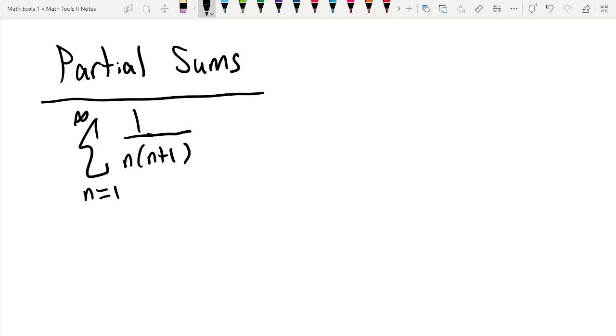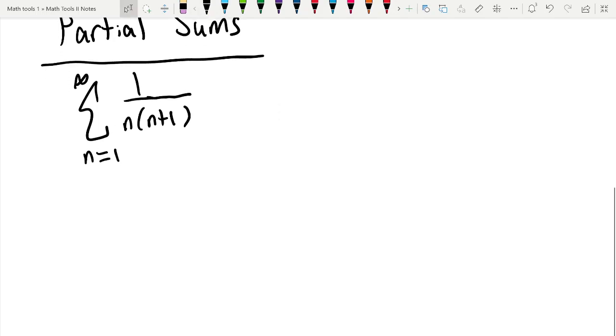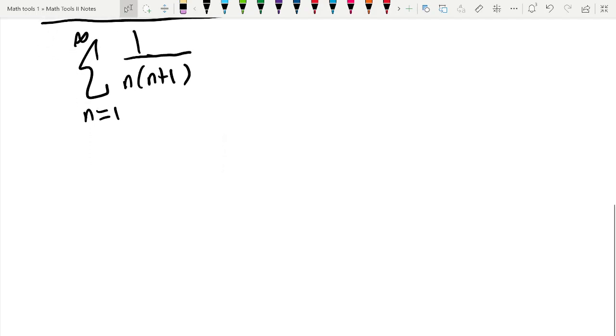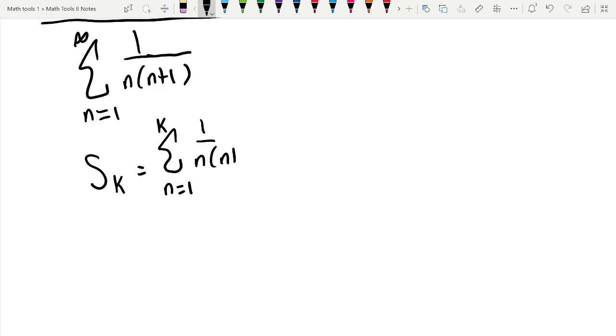But let's just think about what would happen here if we want to look at what we call the partial sum. So this would be, okay, what is the sum? If we just forget about the infinite series for a second, let's consider the series, and we're going to call this S sub k, the sum of n equals 1 to k of 1 over n times n plus 1.